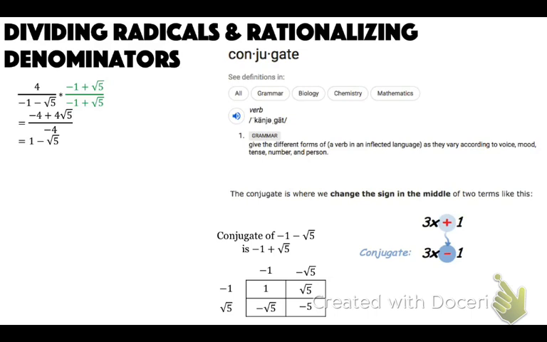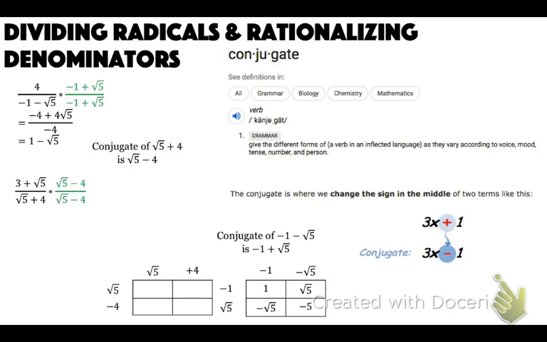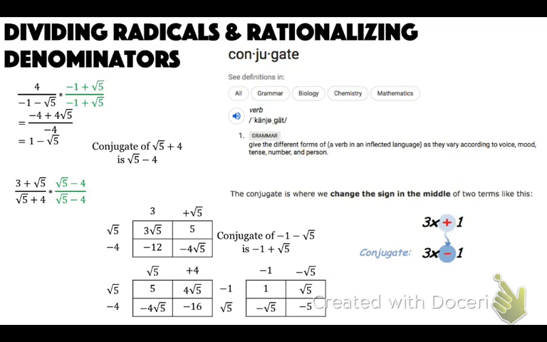Okay, let's do one more. So multiply by the conjugate, which would be 5 minus the square root of 4. Now, if I do the bottom there, I end up getting 5 minus 16, which is negative 11. I'm going to use the box for the top also, and you end up getting negative 7 minus the square root of 5 over negative 11.